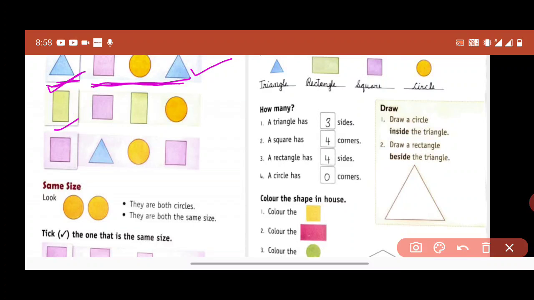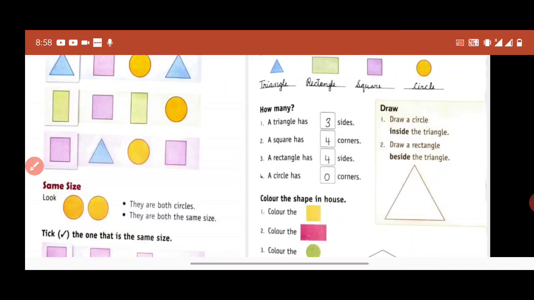Let's have a look at the other one. This is a rectangle. Do you find this similar shape over here? Yes, over here. So, put a tick. Next is a square and a shape similar to a square towards your right side. Can you have a look? Yes, the last one. So, this is how you have to do these questions.